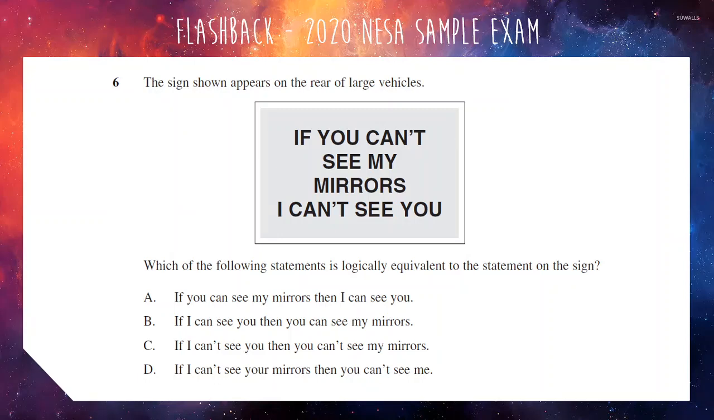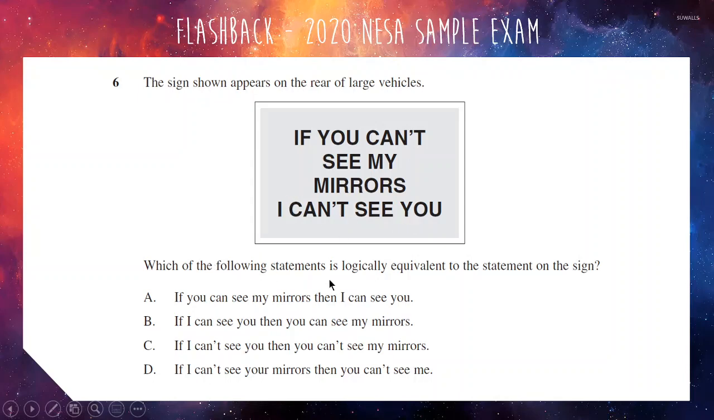We're going to start this video with a flashback question from the recently published NESA sample exam for Extension 2. We have a sign shown that appears on the rear of large vehicles. So you might see this on the back of trucks. If you can't see my mirrors, I can't see you.